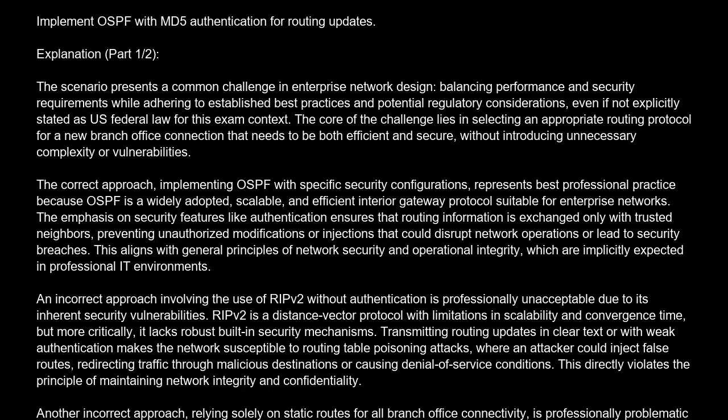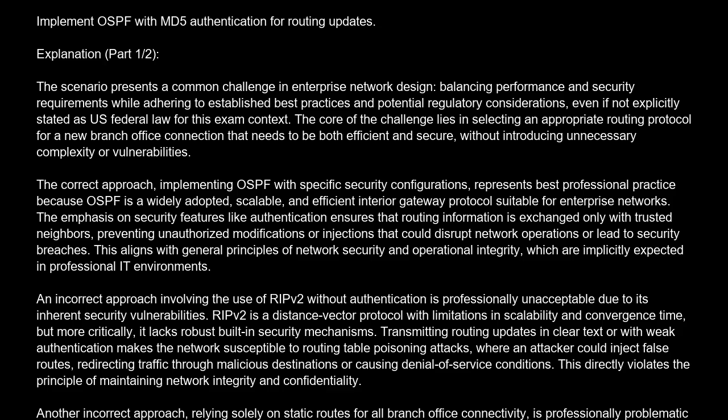Explanation. The scenario presents a common challenge in enterprise network design, balancing performance and security requirements while adhering to established best practices and potential regulatory considerations, even if not explicitly stated as U.S. federal law for this exam context. The core of the challenge lies in selecting an appropriate routing protocol for a new branch office connection that needs to be both efficient and secure, without introducing unnecessary complexity or vulnerabilities.